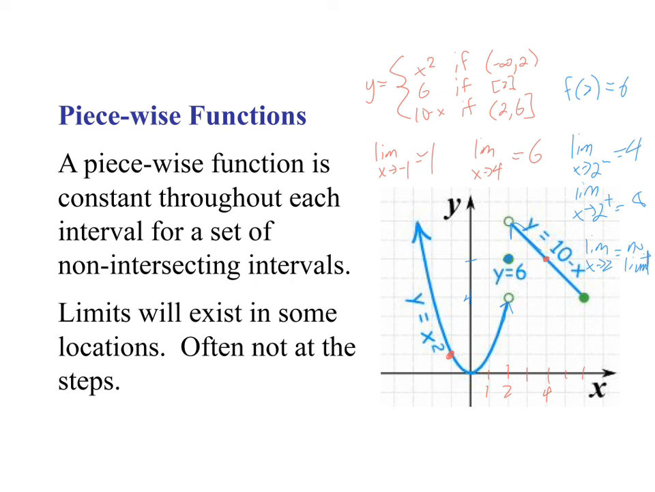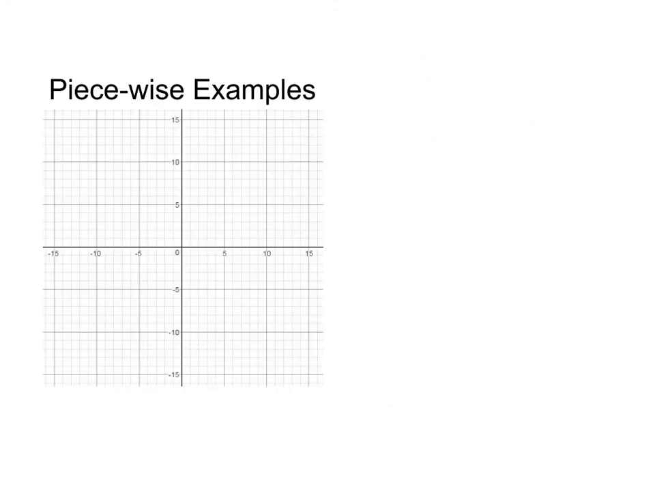So when you look at a graph, anytime you see these breaks in the graphs or sort of steps or separations, often there's going to be no limit. It only would matter when these limits are both approaching the same thing. So let's try, I'll just draw some random piecewise functions, and let's just try a couple more.